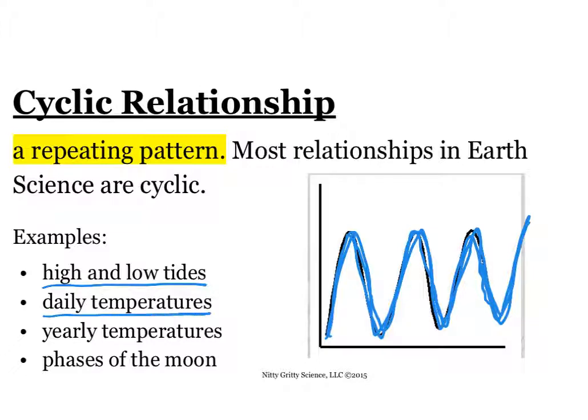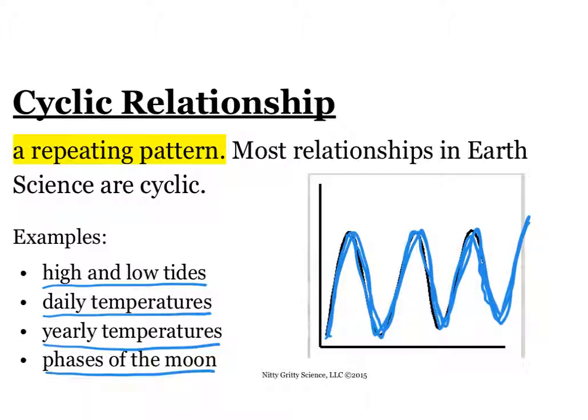This happens with daily temperatures. So in the morning it's cold, and in the afternoon it gets warmer, and then at night it gets cold again. So the temperature starts off low, gets higher, and then gets low, and then the next day the same thing happens again. Same thing happens with yearly temperatures. In the winter it's cold, so those temperatures are lower. In the summer it's warmer, so those temperatures are higher, and that just keeps repeating every year, lower in the winter, higher in the summer.